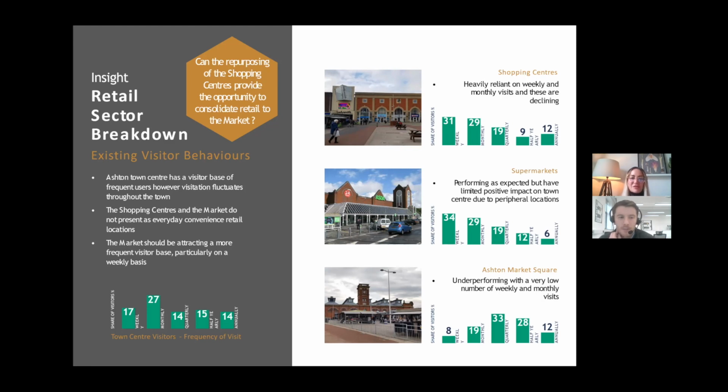Brilliant, thank you. So I'll whiz through this. Just a couple of key takeaways. Again, we looked at what retail was really underperforming. What we were able to deduce is that the key element of underperforming retail was Ashton Market Square.